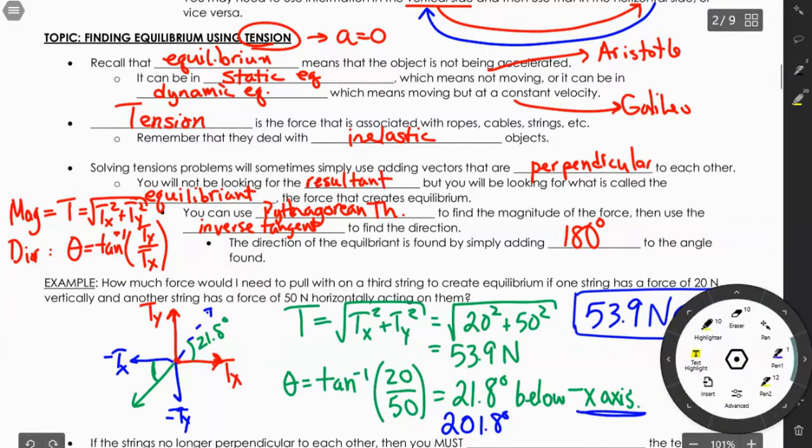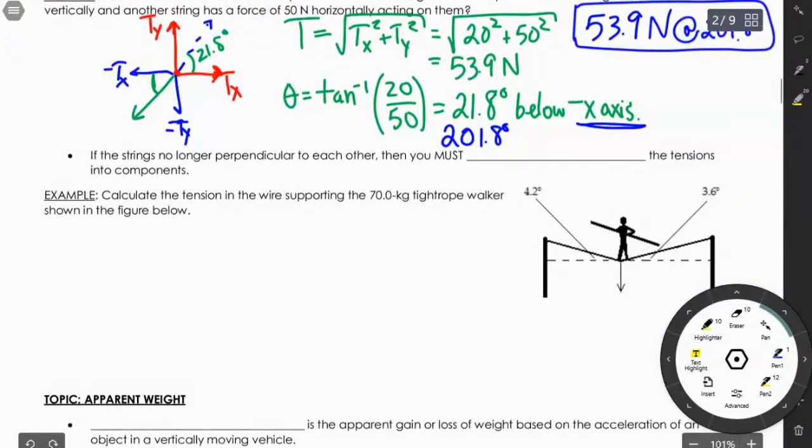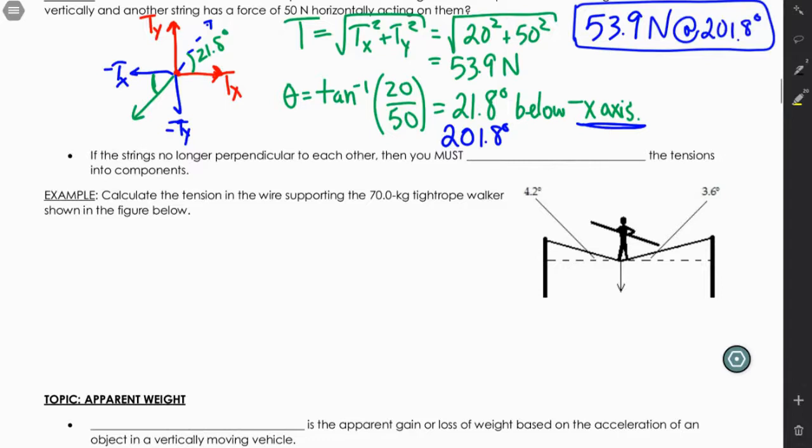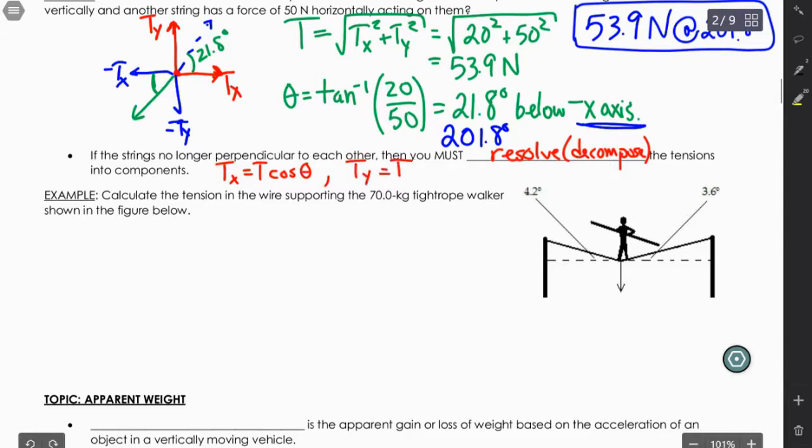Now, what will generally happen is your ropes won't be nice and pretty, okay? Nice and pretty meaning they're not going to be perpendicular to each other. They're going to have an angle between them, okay? So if this happens, you're going to first need to resolve, or decompose, the tensions into components, okay? So I need to do something like Tx equals T cosine theta and Ty equals T sine theta for all of my ropes, and now I can sum the forces, okay?